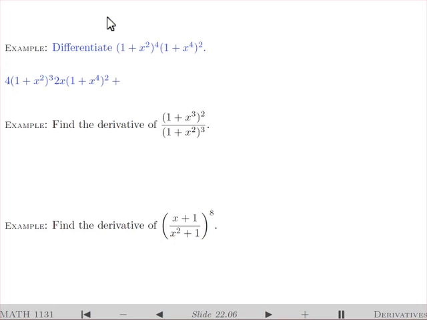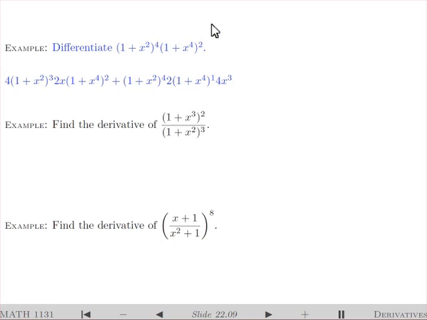I have the first factor, (1 plus x squared) to the power 4, times the derivative of the second factor. The second factor is (1 plus x to the power 4) quantity squared. I differentiate for the exponent 2 first. That gives me 2 times (1 plus x to the power 4) to the power 1. Now I must multiply it by the derivative of the inside. The inside is 1 plus x to the power 4. Its derivative is 0 plus 4x cubed, or 4x cubed. So this is the unsimplified derivative.